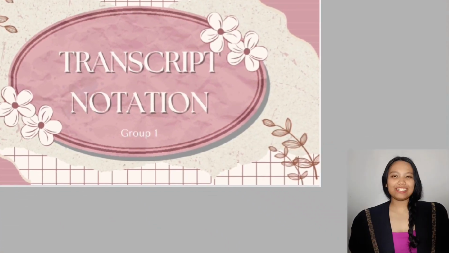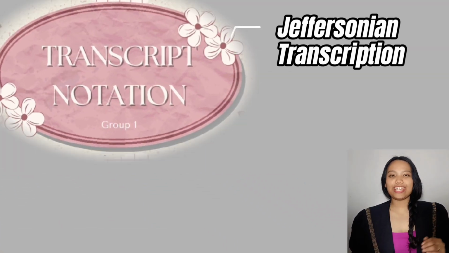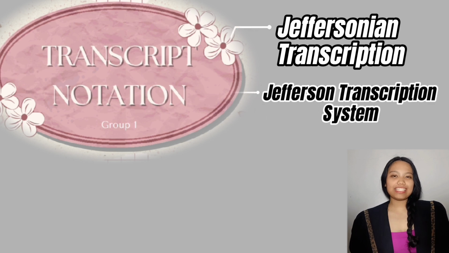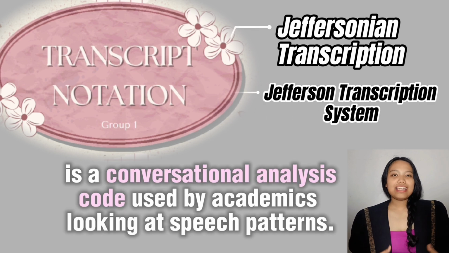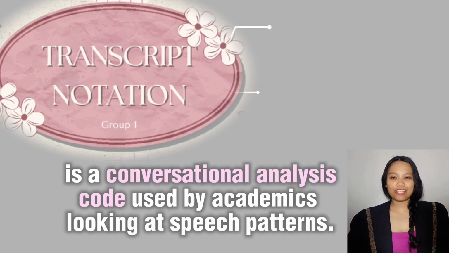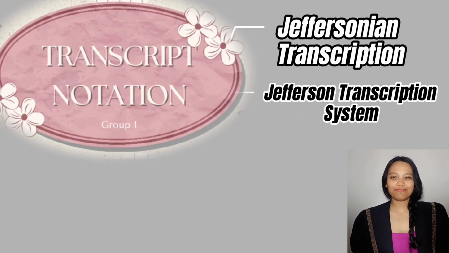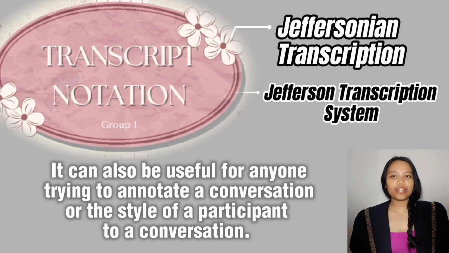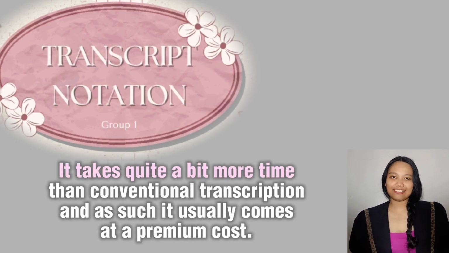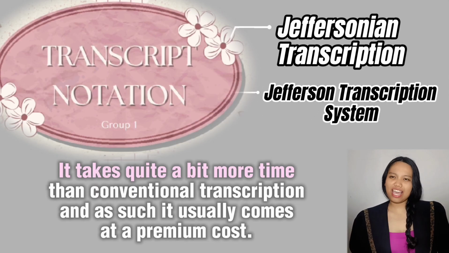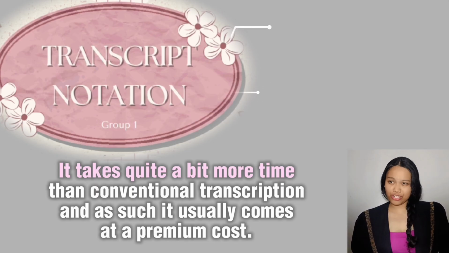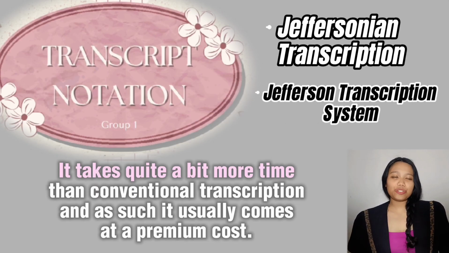Transcription notation, which is also known as Jeffersonian transcription or the Jefferson transcription system, is a conversational analysis code used by academics looking at speech patterns. It can also be useful for anyone trying to annotate a conversation or the style of a participant to a conversation. It takes quite a bit more time than conventional transcription, and as such, it usually comes at a premium cost.